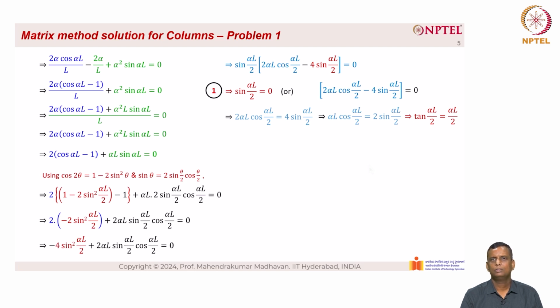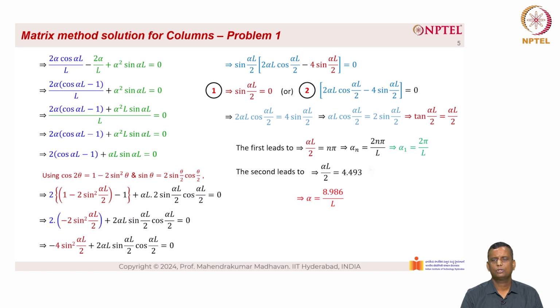So the first equation leads to alpha L by 2 is equal to n pi, which indicates alpha n equal to 2n pi by L. For the first mode, which is alpha 1, we have n equal to 1, it becomes 2 pi by L. The second term leads to alpha L by 2 is equal to 4.493. So alpha is equal to 8.986 by L. So we have to compare the two and take the one that is least. Here the least value is 2 pi by L compared to 8.986 by L. Therefore, the least eigenvalue is alpha equal to 2 pi by L.